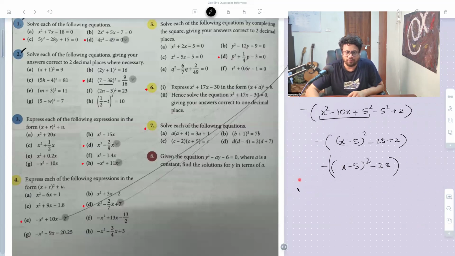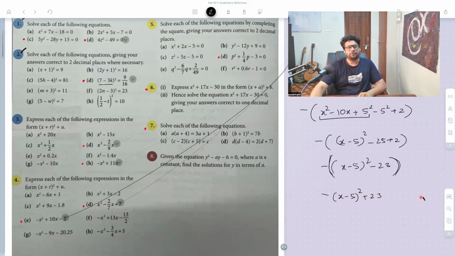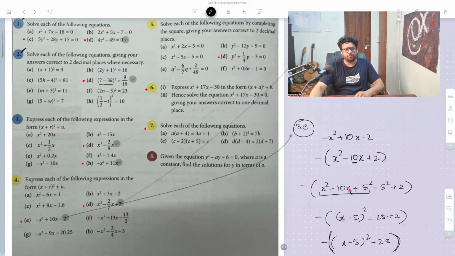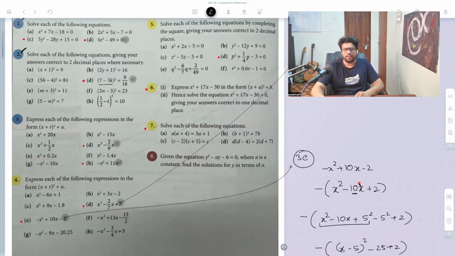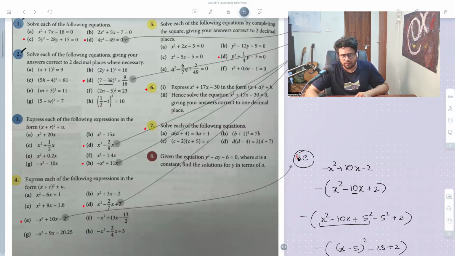And now you can open up the larger bracket. This bracket you can open up. It becomes a minus x minus 5 whole square plus a 23. There it is. Done. So that was 4. Oh, did I forget some? Oh yeah, that was 4-part E, sorry. This was 4-part E. There.